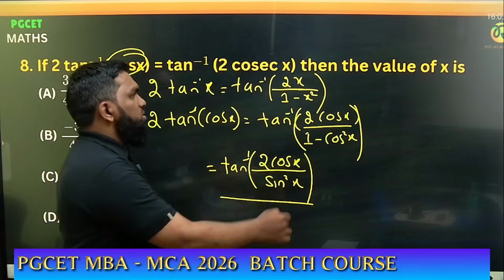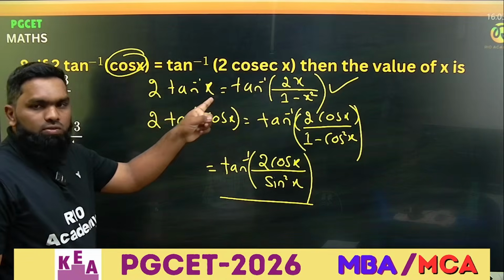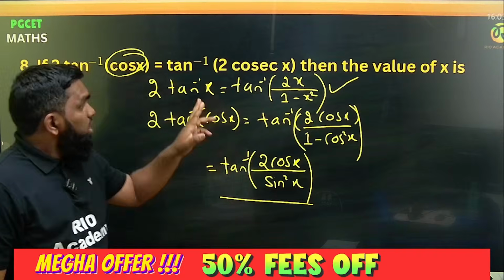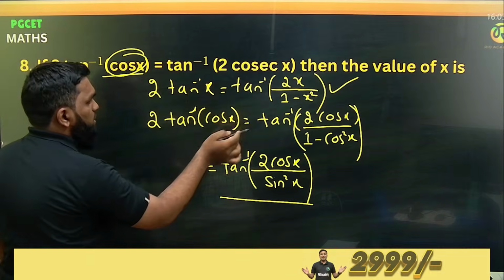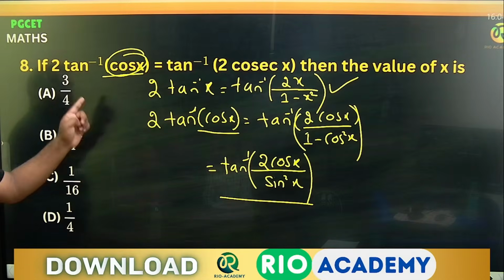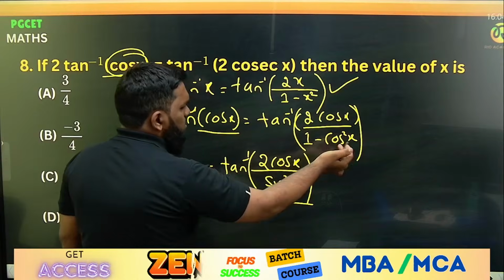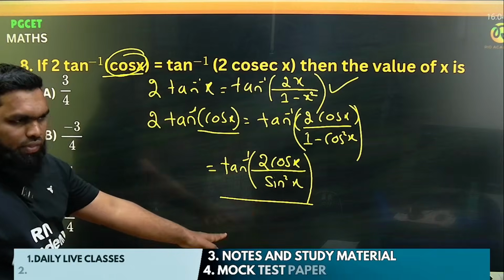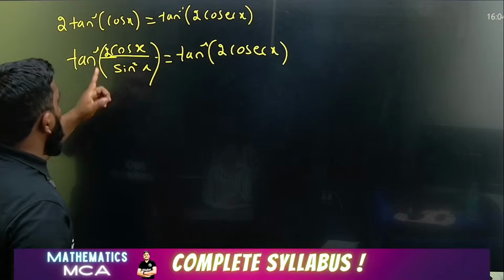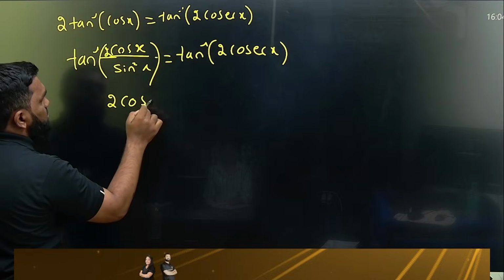We know this trigonometric property: 2 tan inverse of x means tan inverse of 2x divided by 1 minus x square. Here in the place of x we have cos x, and 1 minus cos square is sin square x. After replacing, tan inverse is on both sides, so they get equated, and we take 2 cos x.